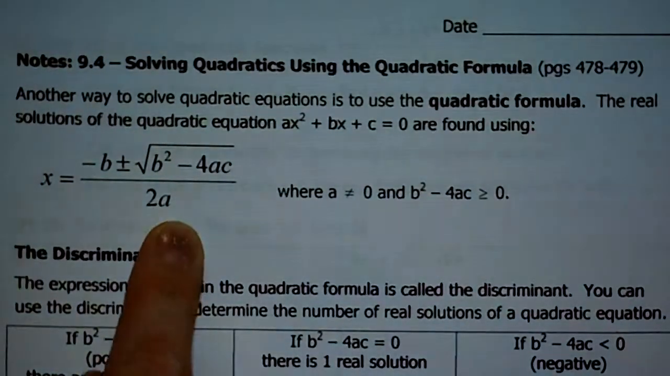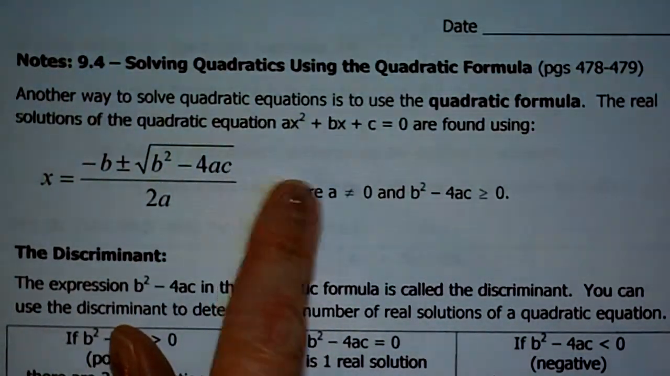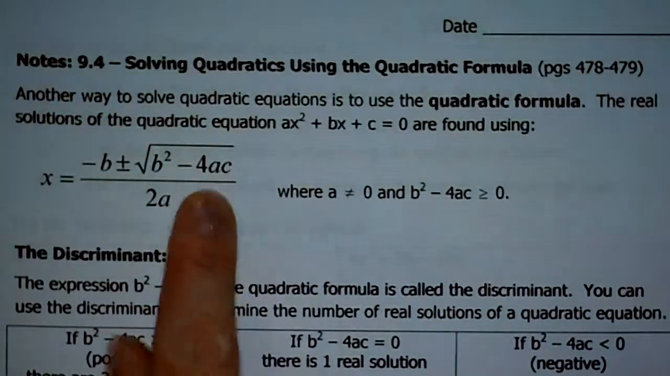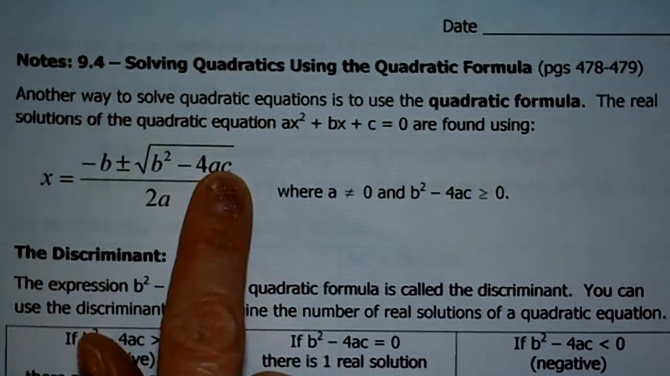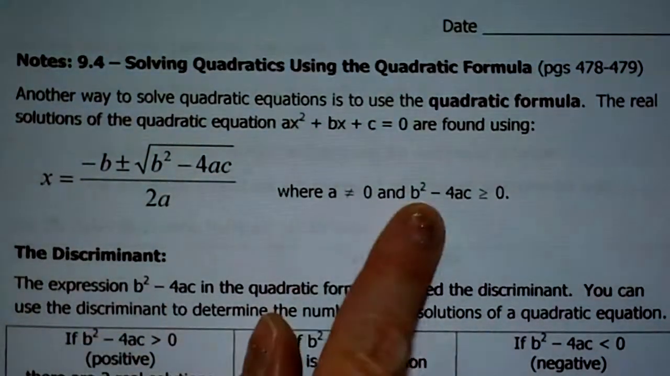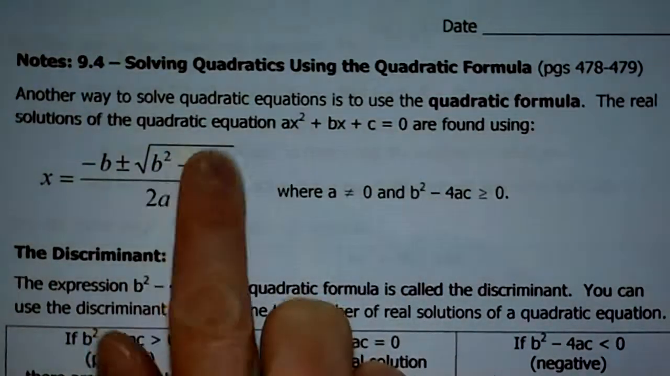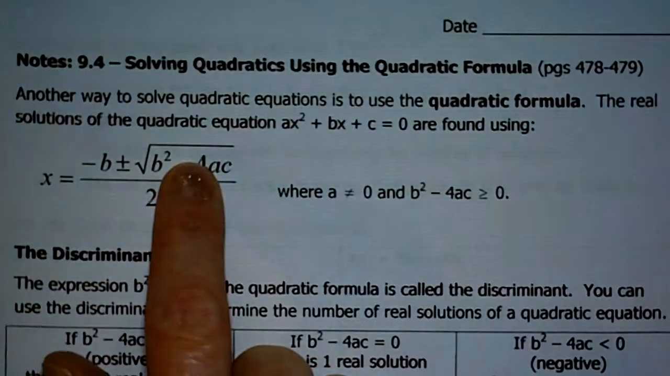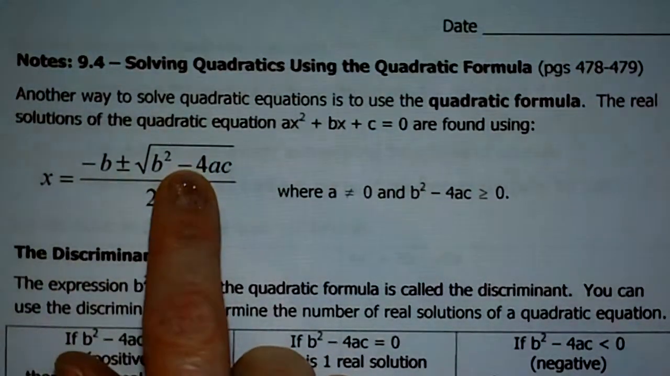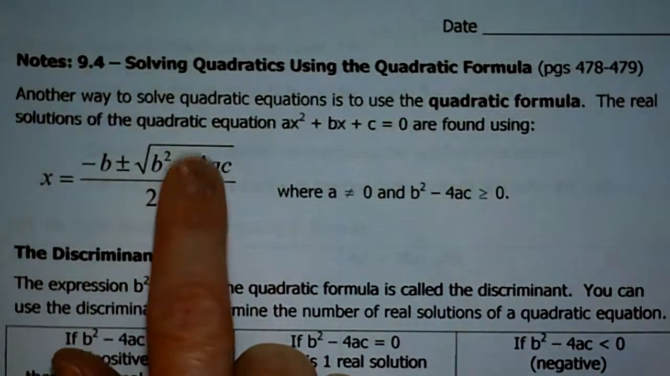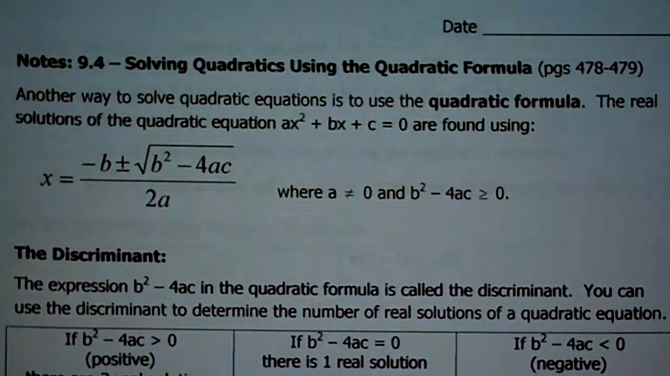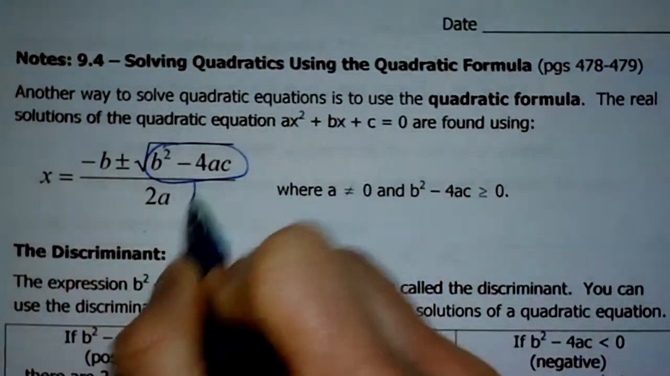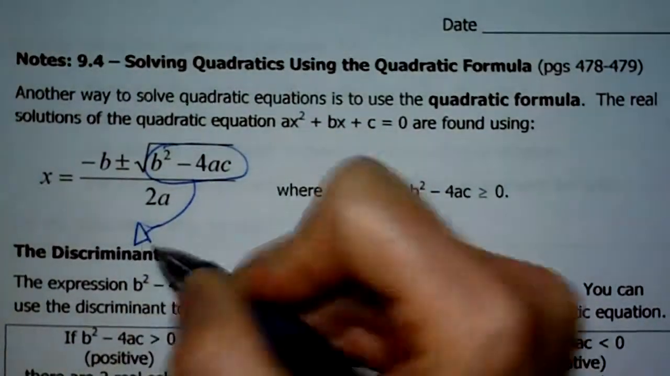And the real solutions of the quadratic equation ax squared plus bx plus c equals 0 can be found using this. And in this, just like always, a can't be 0 because if a is 0, we don't have a parabola. And the b squared minus 4ac, this little part in here, needs to be greater than or equal to 0. Because if this little part that I'm taking the square root of is less than 0, wouldn't that make it the square root of a negative? And is that possible? No. All right, so this little portion right here, the b squared minus 4ac, that's called the discriminant.